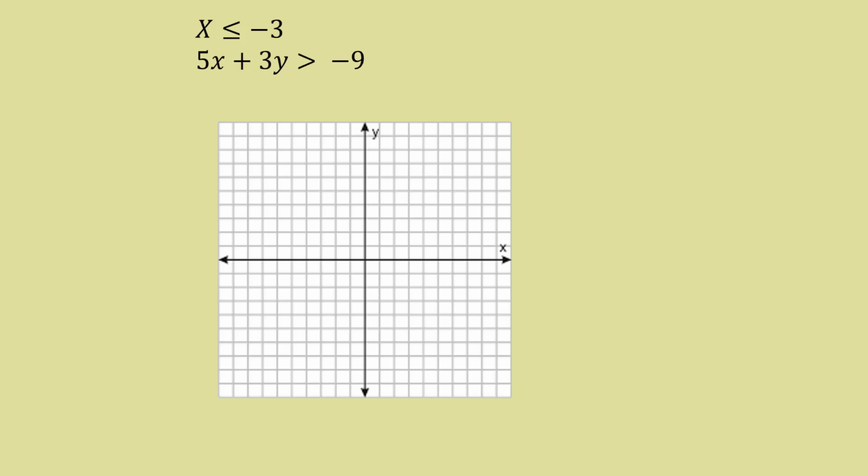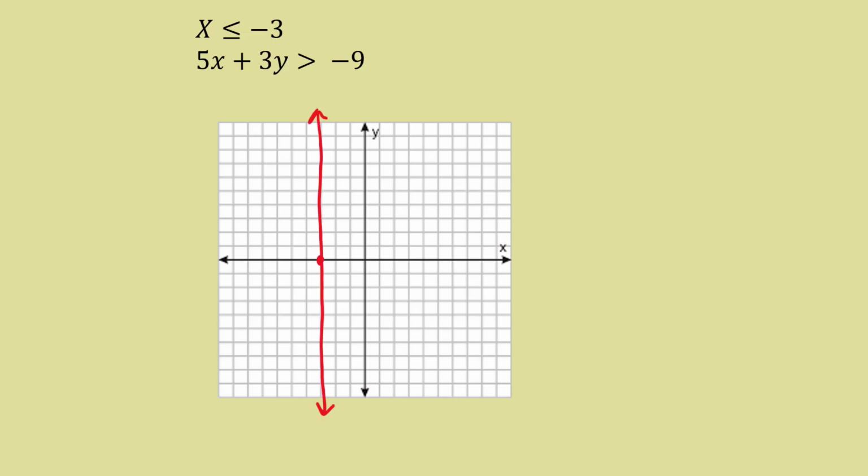This time we have that x is less than or equal to -3, and 5x plus 3y is greater than -9. So first let's graph that x is less than or equal to -3. We want that point where our x value is at -3 and all of the points where x is -3. I have no y in here, so there is no defined slope. That means it's going to be a vertical line. And because this one is or equal to, it's a solid line. So it looks just like this.